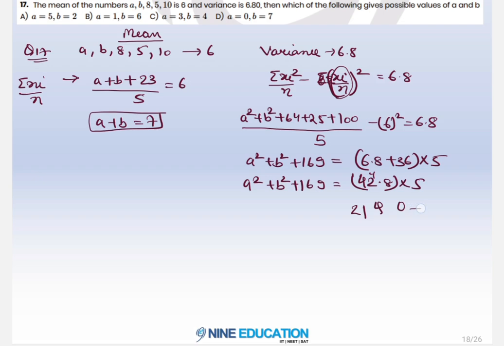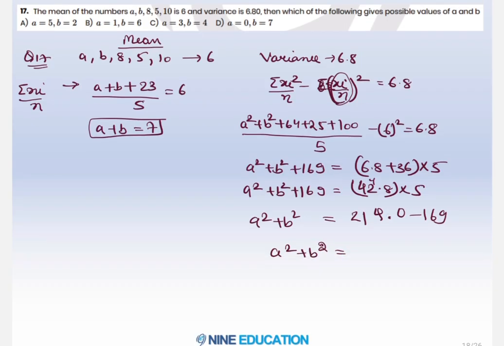Makes it 214. 214 minus 169. This is a square plus b square. Hence a square plus b square should be equal to 214 minus 169. Now 14 minus 9, 5 and 20, 45, right? That's it. So a plus b should be 7, a square plus b square equals to 45.